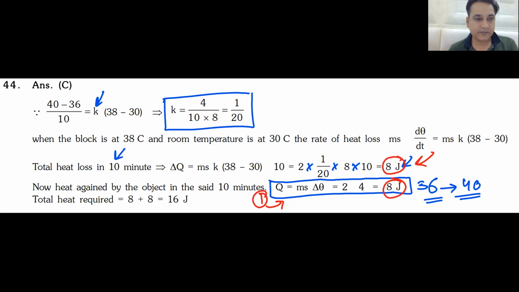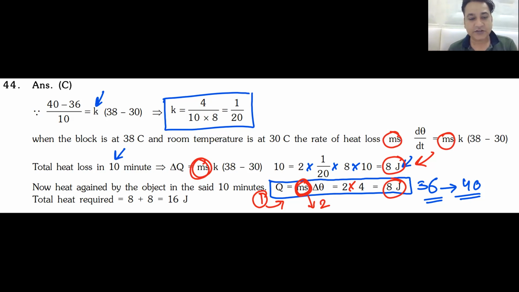Sir, how did the MS value come? Mass is not given. M into S is specific thermal capacity. That is given as 2. Do you know the meaning of thermal capacity? Mass into specific heat capacity is known as thermal capacity or heat capacity. Do we understand this, beta? Yes, sir. So M is not given, but M into S is given in all these equations. Do we understand this? Yes, sir.